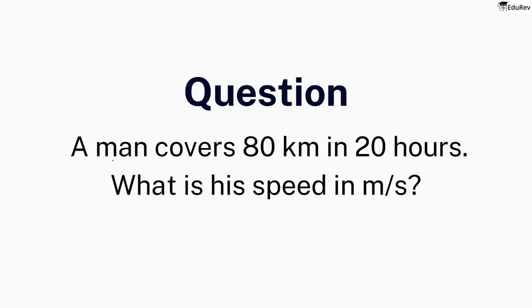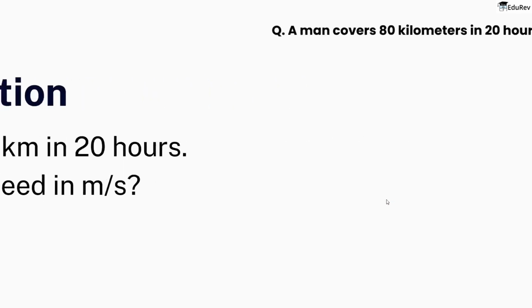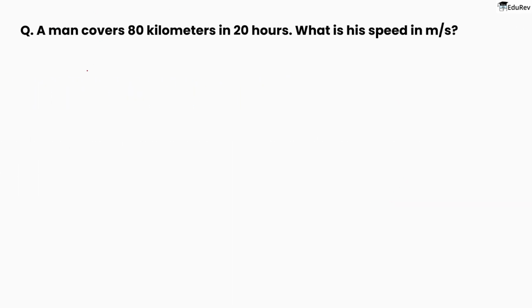Question. A man covers 80 kilometers in 20 hours. What is his speed in meters per second? As we know, speed equals distance upon time. So, here distance is 80 kilometers and time is 20 hours. So speed will be 80 kilometers upon 20 hours, which will turn out to be 4 kilometers per hour. But wait, we have been asked to tell the speed in meters per second.